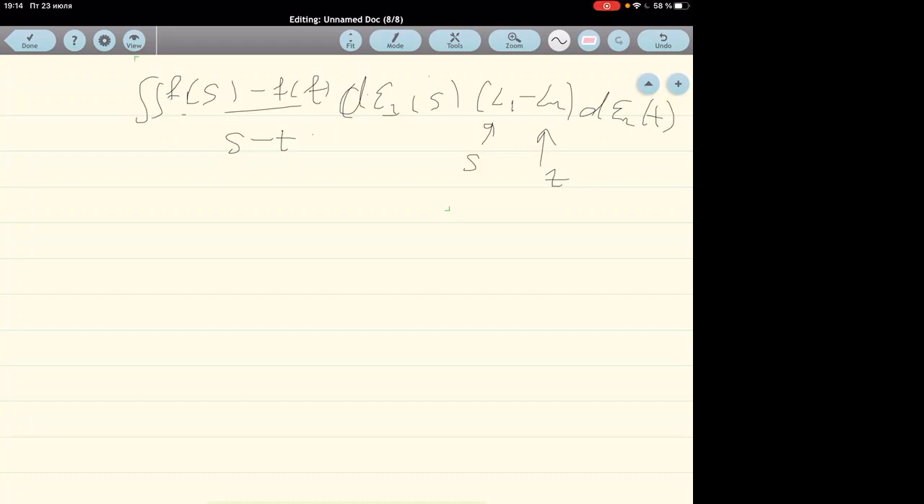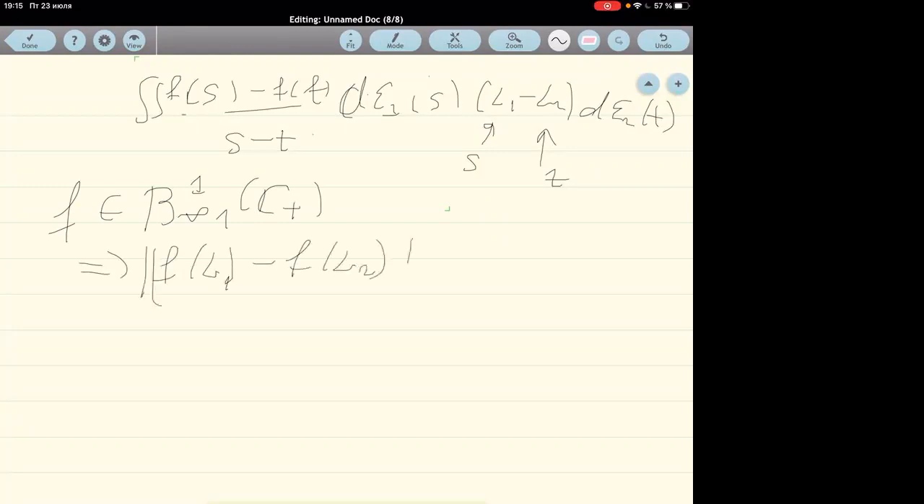Okay. So we have to invent something quite different, and we did it. So we proved that if f belongs to the Besov space, then it's true that the norm of f of L1 minus f of L2 is less than or equal to a constant times the norm of L1 minus L2.